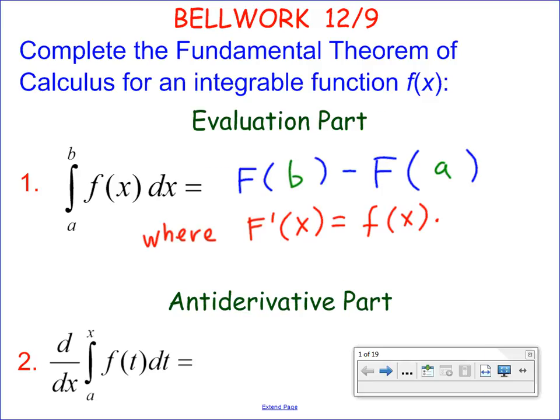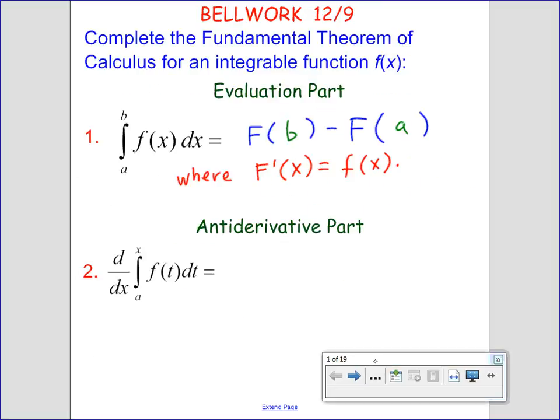Great. The antiderivative part says explicitly that differentiation and integration are inverse processes. Whatever one does to my input integrand function, the other one undoes, and I get back right where I started. But the key difference here is that my independent variable is the upper limit. So a could be any constant. A could be any constant.